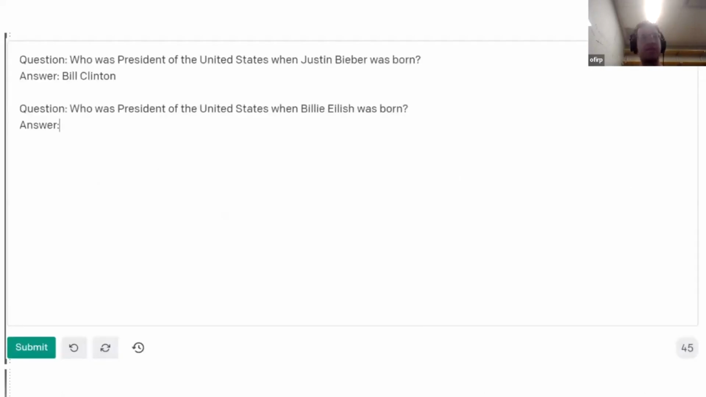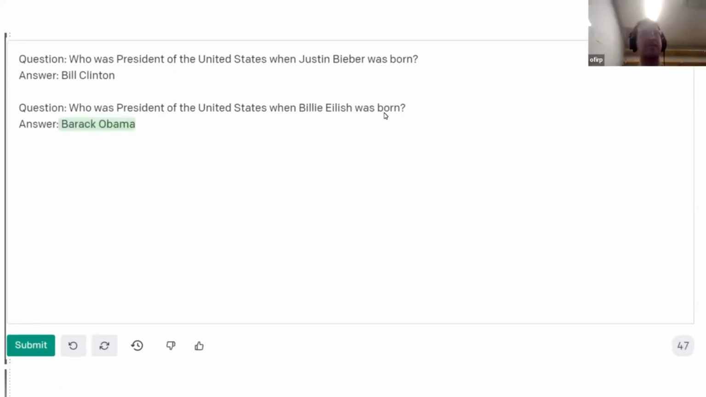So this is GPT-3, this is DaVinci 002. And so here's a question that it's going to get wrong. So the question is, who was president of the US when Billie Eilish was born? And it answers Barack Obama, which is incorrect. The right answer is George Bush. And so you might think that it's answering this wrong, either because it doesn't know when Billie was born, or because it doesn't know who the president was on that date.